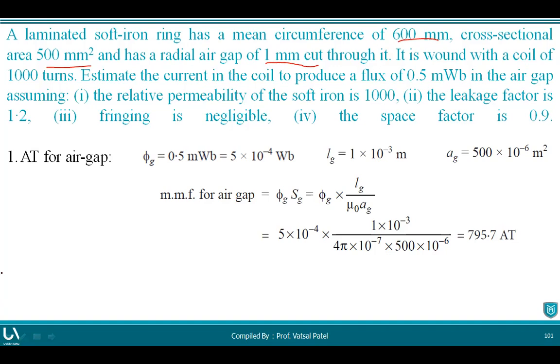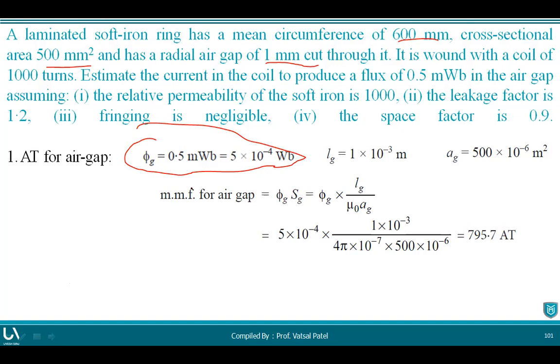First of all, we identify the parameters given to us. The first parameter is the flux, given as 0.5 milliweber in the air gap. So 0.5 into 10 to minus 3 Weber, sorry, 5 into 10 to minus 4 Weber, is the flux produced in the air gap, and we have to identify at which current this flux is produced.